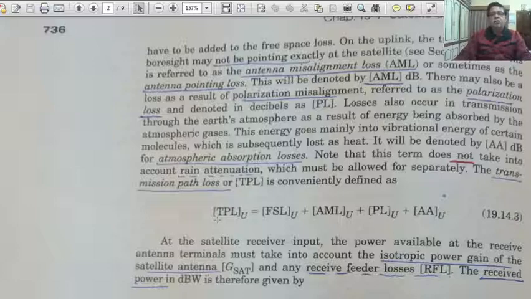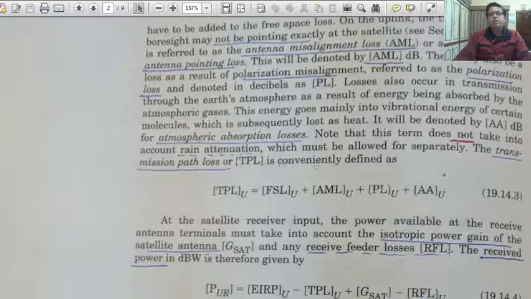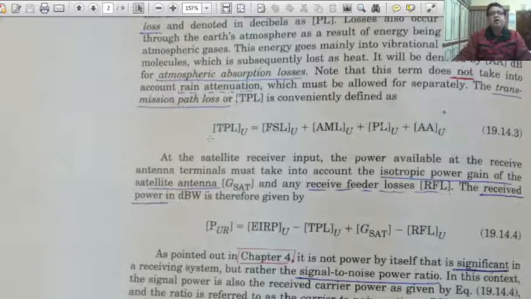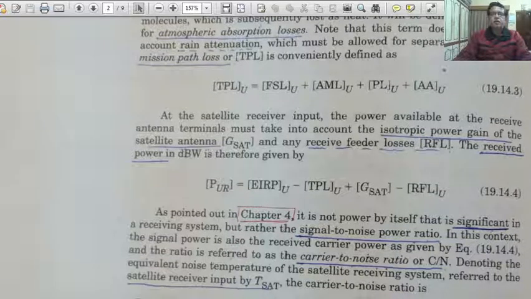The transmission path loss is conventionally defined as TPL for uplink equal to FSL for uplink plus AML(U) plus PL(U) plus AA(U), at the satellite receiver point.